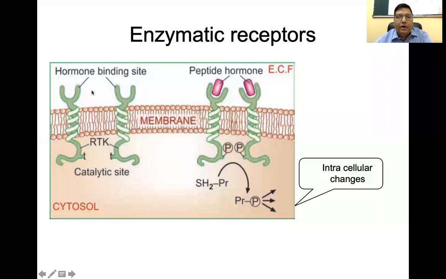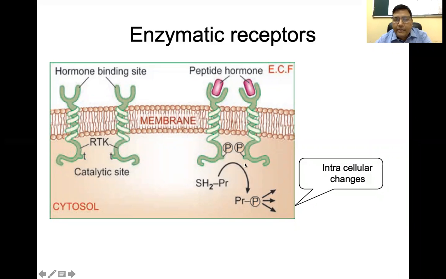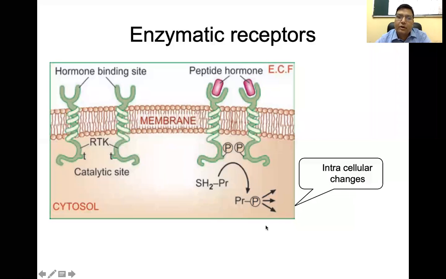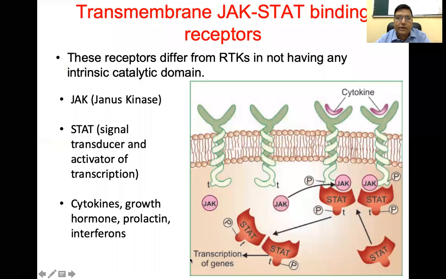So how do these receptors act? After the binding of insulin on the receptor side, the receptors undergo dimerization. That means two receptors come close, and there is a catalytic site intracellularly having tyrosine kinase activity. By dimerization, they undergo phosphorylation, and then they further phosphorylate certain sulfhydryl proteins, and these phosphorylated proteins then produce the intracellular changes or production of different types of proteins or signals. So this is how the enzymatic receptors act.